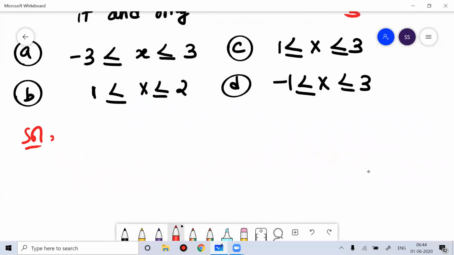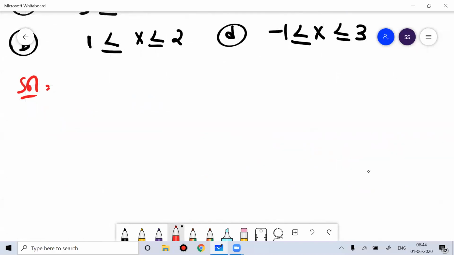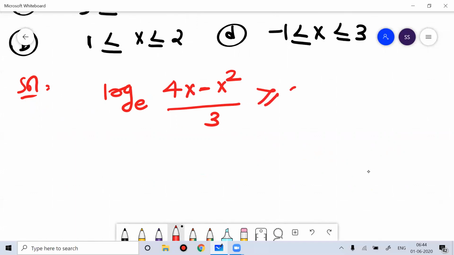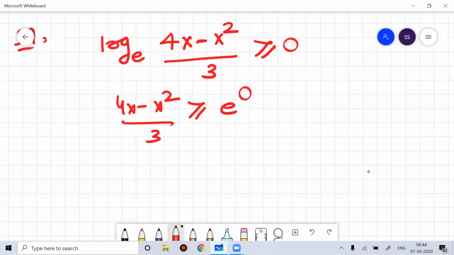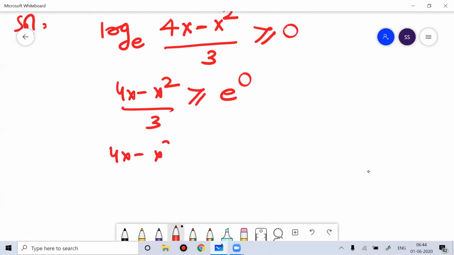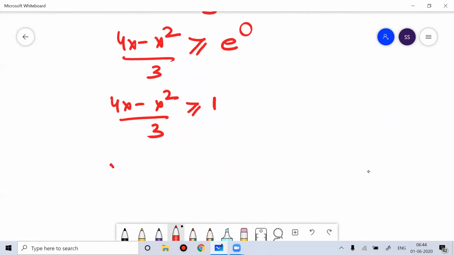So solve this. Basic knowledge of the wavy curve method and inequalities is needed. So this number is a real number if log e of (4x minus x square) by 3 is greater than or equal to 0. So you can write 4x minus x square by 3 should be greater than or equal to e to the power 0. I can write 4x minus x square by 3 should be greater than or equal to 1, any number to the power 0. So I can write this as x square minus 4x by 3 less than or equal to minus 1.